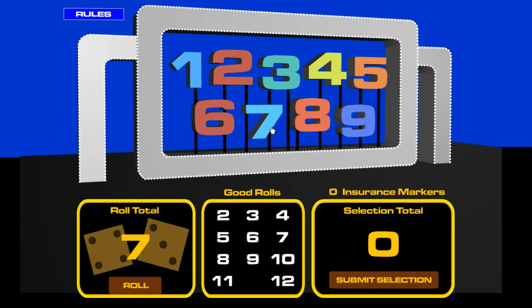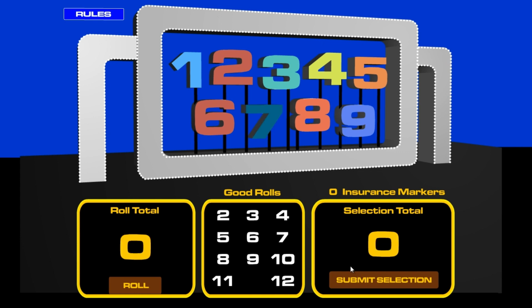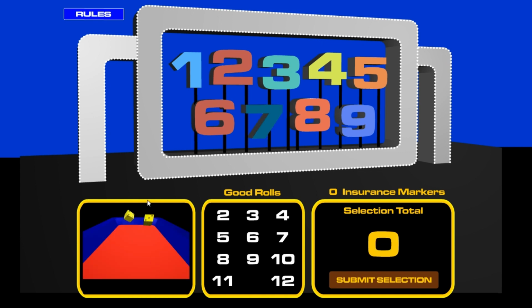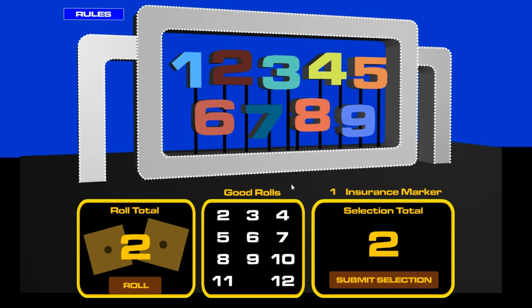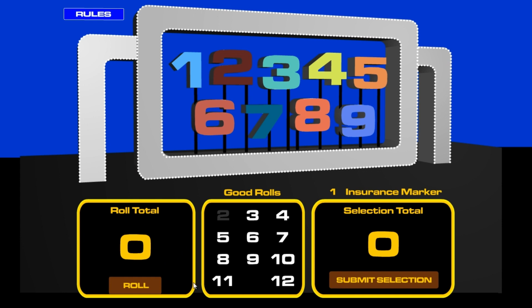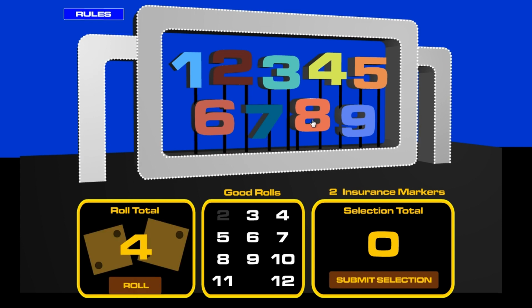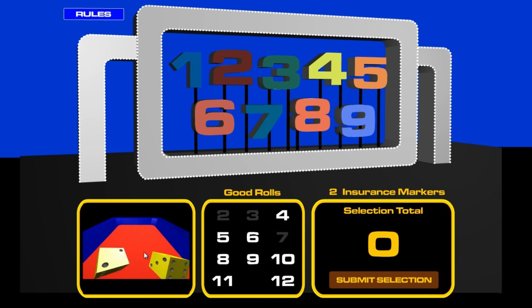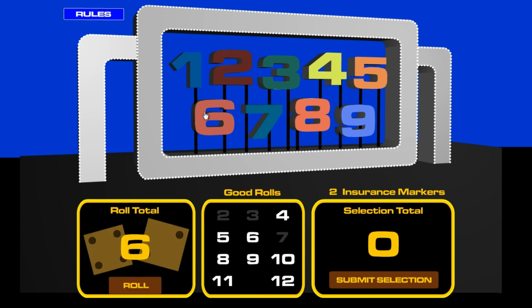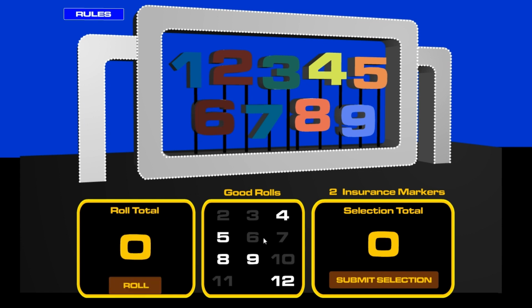Here we go. We have a 7. We'll take that off the board. Okay, next roll is a 2. It's the snake eye. Let's do that. Next roll is a 4. It's another double. Okay, we got 3 chances, so that's good. And it's a 6. We can take that off the board.